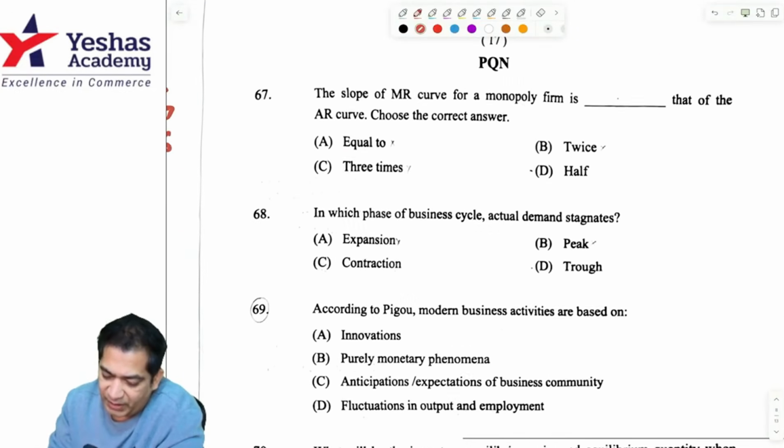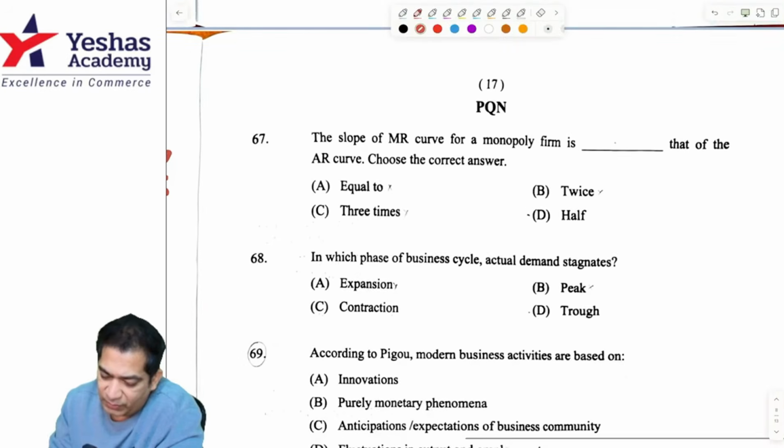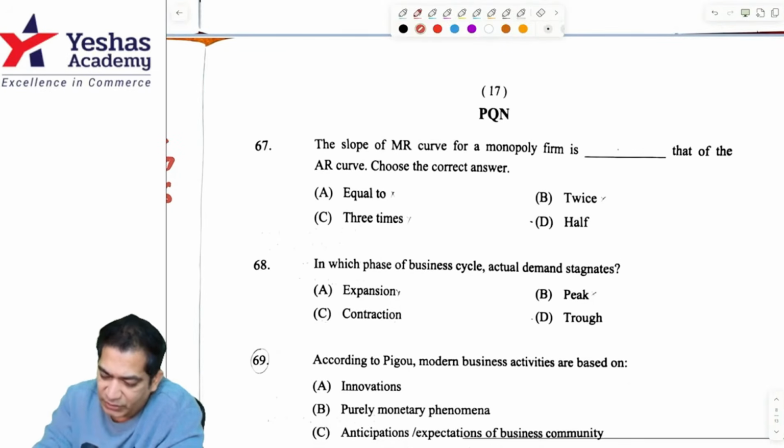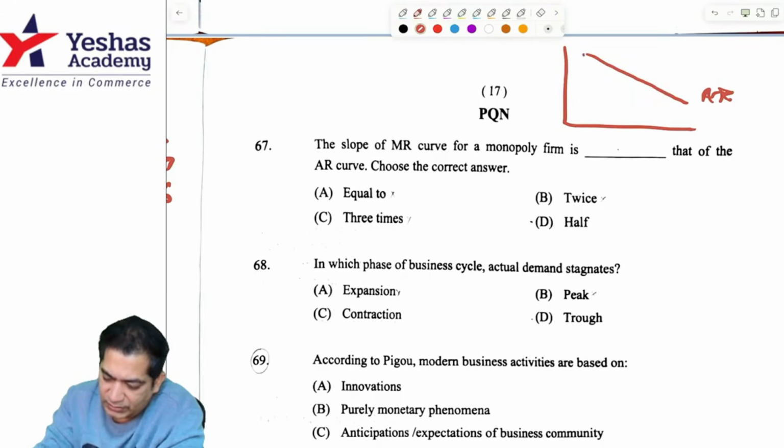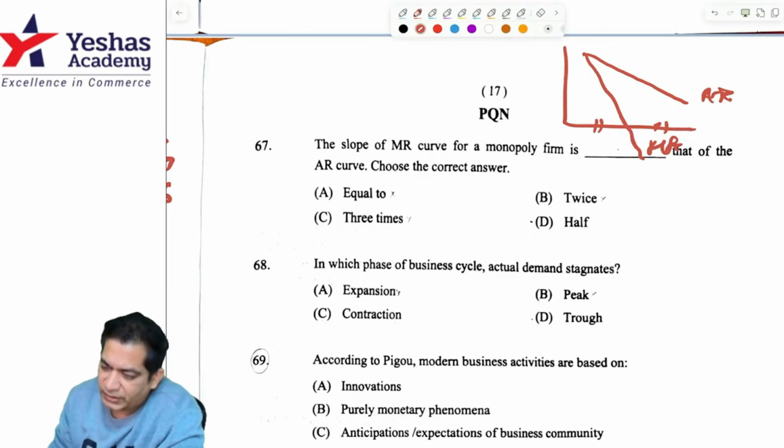The slope of MR and AR for a monopoly firm is that of the AR curve. So I had mentioned this in the classroom as well. If this is your AR, this is the MR, it will divide this area into two equal halves. So the answer will be twice.